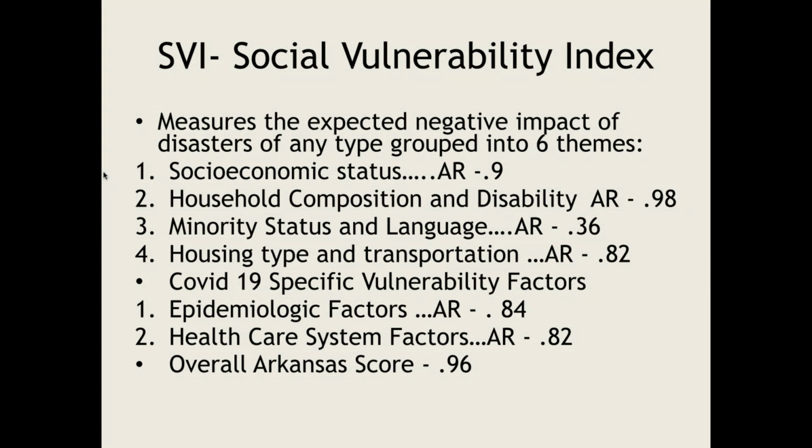There's a social vulnerability index, the SVI, that measures expected negative impacts according to these various indicators. On the left, I put the indicator. On the right, it shows where Arkansas stands. 0.9. 1 is the highest you can be. Arkansas is very high with negative impacts, with socioeconomic status at 0.9.